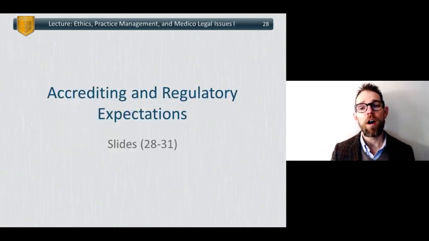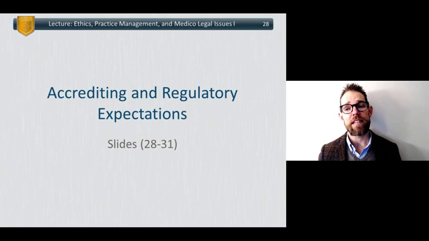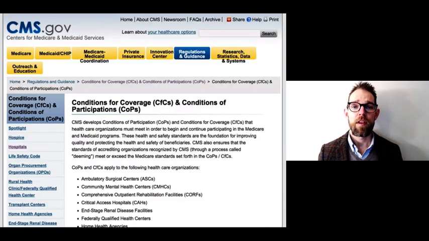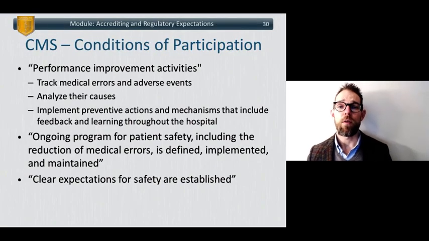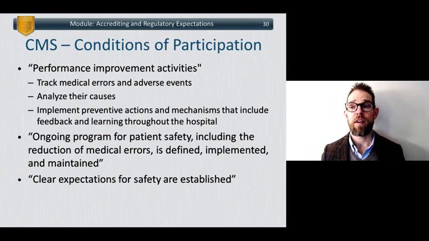So who are our accrediting bodies and regulatory bodies? If all of us have looked at CMS.gov, right now we're focused on conditions of participation with CMS. Anytime you join a practice, you're going to try to characterize and manage all of the CMS verified conditions of participation. So some of those CMS conditions of participation are performance improvement activities.